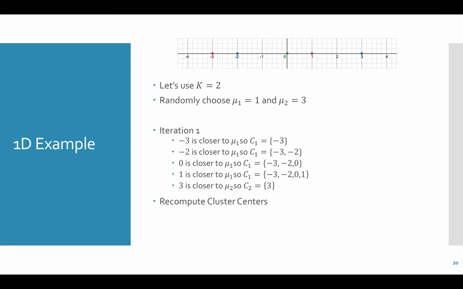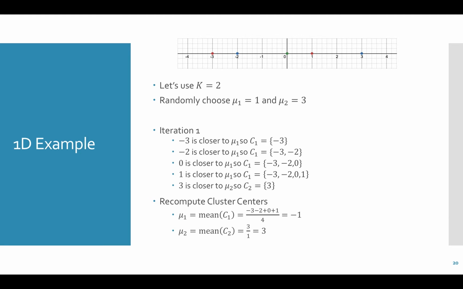Now that we have our clusters created, we need to recompute our cluster centers. If we take the mean of C1, we just add up all the points and divide by the total number of points. So we do -3 minus 2 plus 0 plus 1 divided by 4 is -1. So our mean for cluster 1, our cluster center for cluster 1 is now -1.